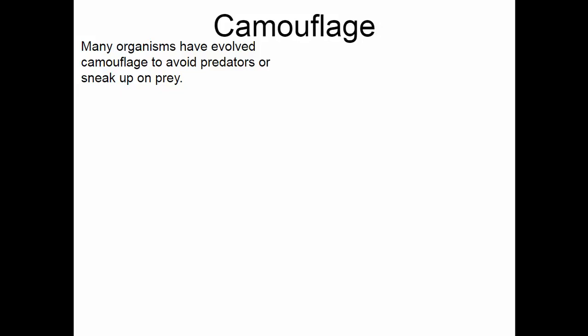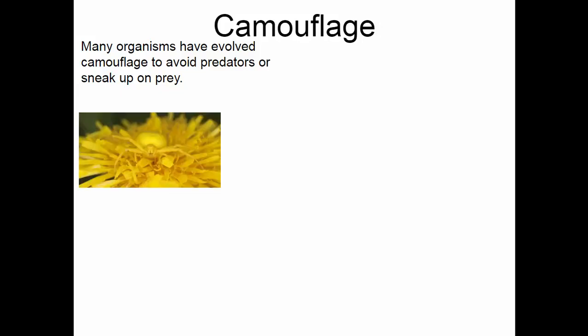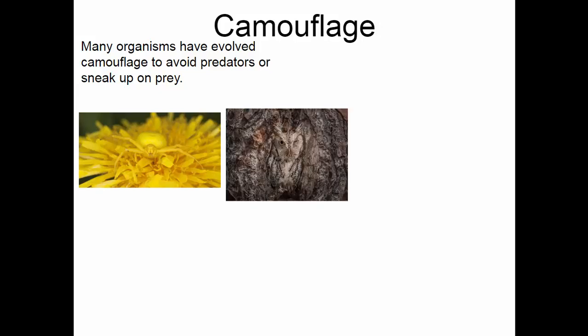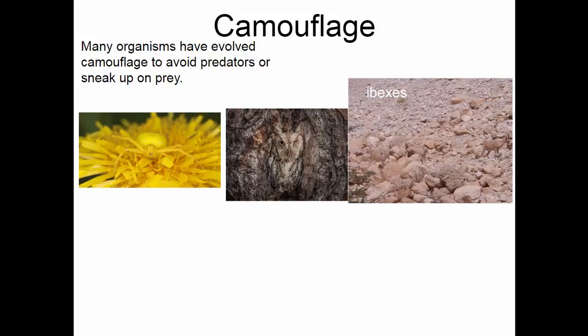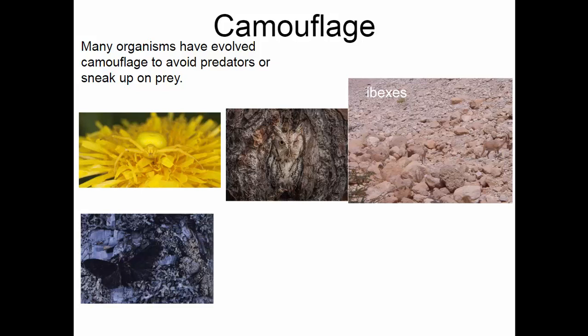Camouflage is a really common adaptation. It's really cool to talk about. Sorry, I just want to show you some pictures. You see the spider there in this flower? What is that? Ibexes. These are small deer-like creatures. They live in the Middle East, like Israel. Here's one small one facing you. Here's one walking across the rocks. They live in this dry, rocky environment, so they blend in perfectly.